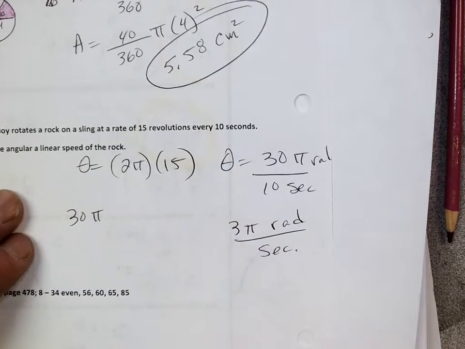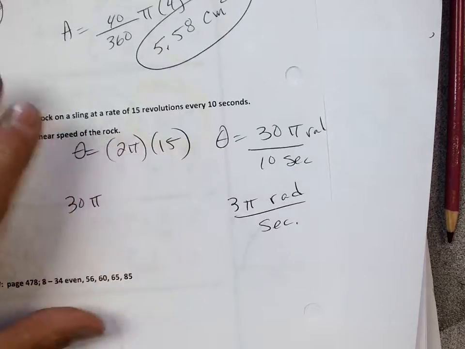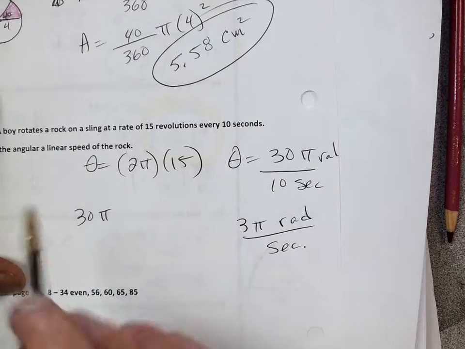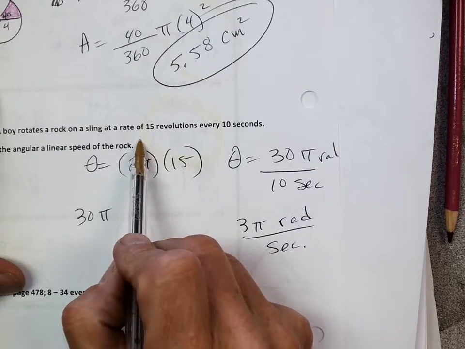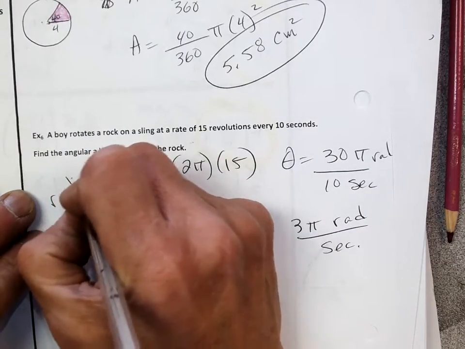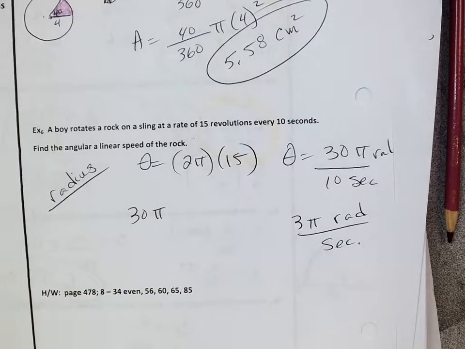30 pi times around, okay? But how long is the radius? I didn't give you the radius. All right, give me a radius. What do you think? I'd say 4. How about 4? Well, it's got a sling. We do it in terms of what?